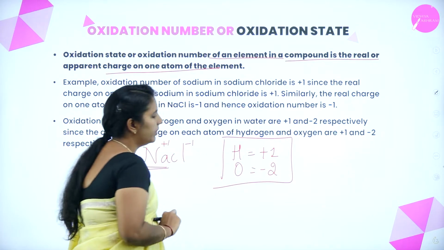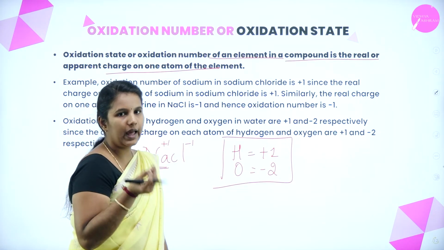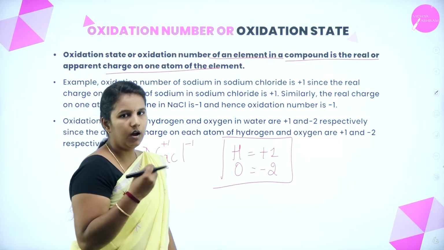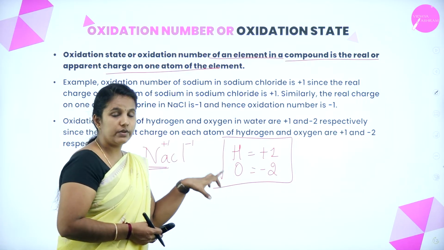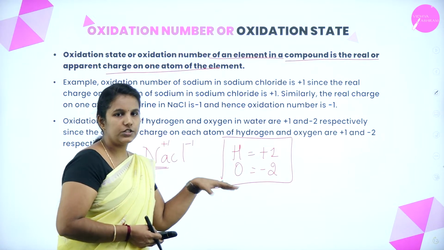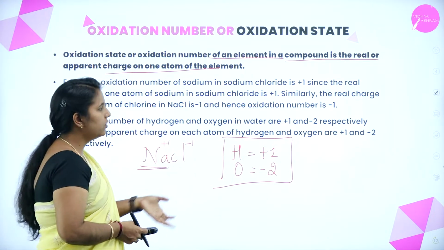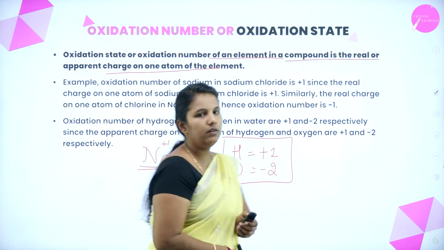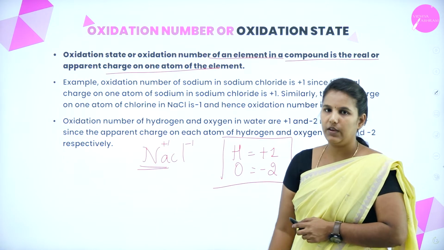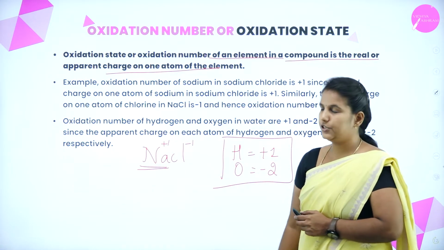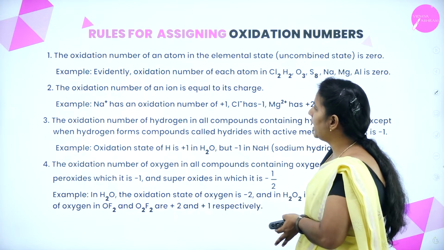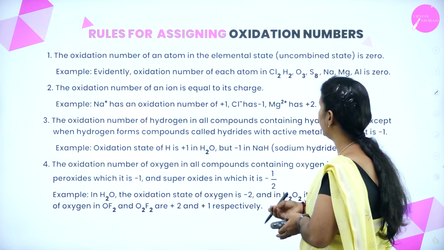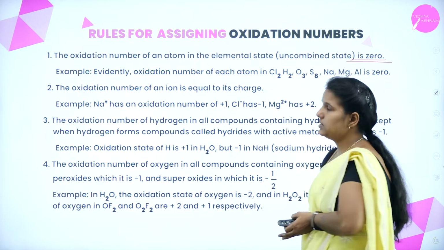So, this is a common thing that we follow while calculating the oxidation number of the given element. Remember, hydrogen always has a +1 oxidation state, whereas oxygen has a -2 oxidation state. Now, we'll see the rules which we follow to calculate the oxidation number. The first rule says that the oxidation number of an atom in an elemental state is always 0.